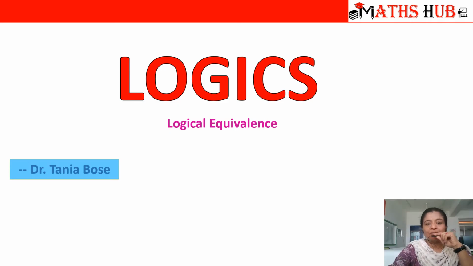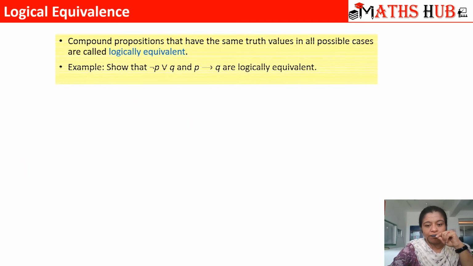Now whenever we talk about compound propositions, we never say that the two compound propositions are equal. It might happen that you are working on two different compound propositions and they are giving you the same truth values, but that doesn't mean that they are equal, right? So in that case, when they are not equal, what word do we use for it? We say that they are logically equivalent. Why logically equivalent? Because they are giving you logically the same truth values. So whenever two compound propositions give you the same truth values in all the possible cases, then those two compound propositions are said to be logically equivalent, right?